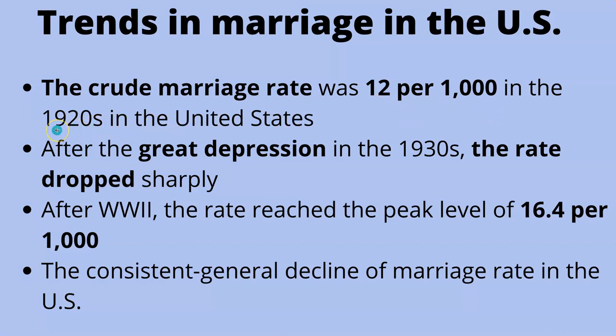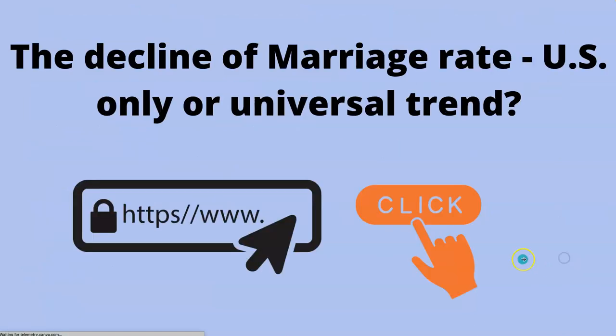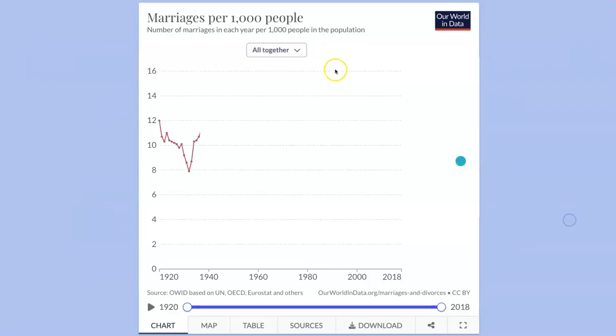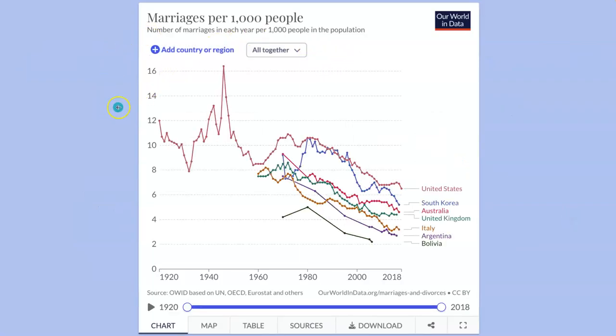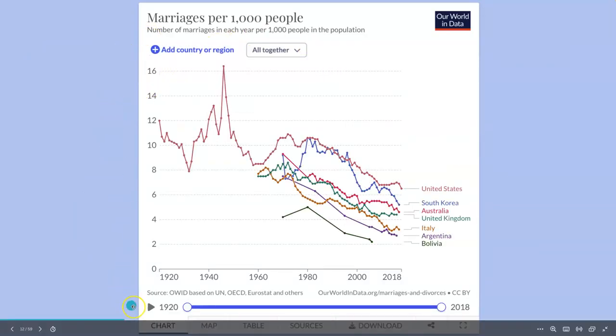So a long time ago, about 100 years ago, it was 12 marriages per 1,000 people, but it increased a little bit after World War II with the generation of the baby boomers. But these days, the crude marriage rate and other types of marriage rate are declining more. I will add the website so you can check the trends of marriages per 1,000 people in the world.